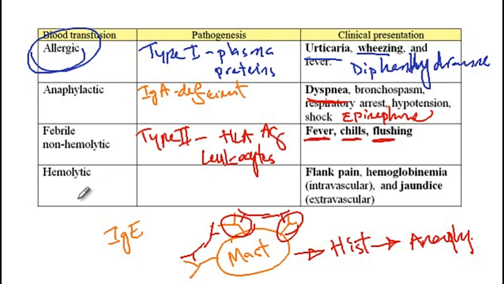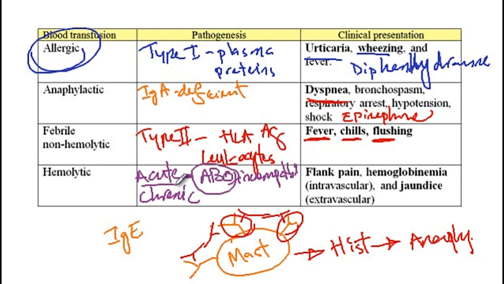And finally, we have the hemolytic transfusion reaction, which divides into acute and chronic hemolytic transfusion reaction. So acute hemolytic transfusion reaction is happening in response to the ABO incompatibility. So if you transfuse someone where there is an ABO incompatibility, there would be an acute hemolytic transfusion reaction, which causes the intravascular hemolysis that causes presentation with flank pain and hemoglobinuria.